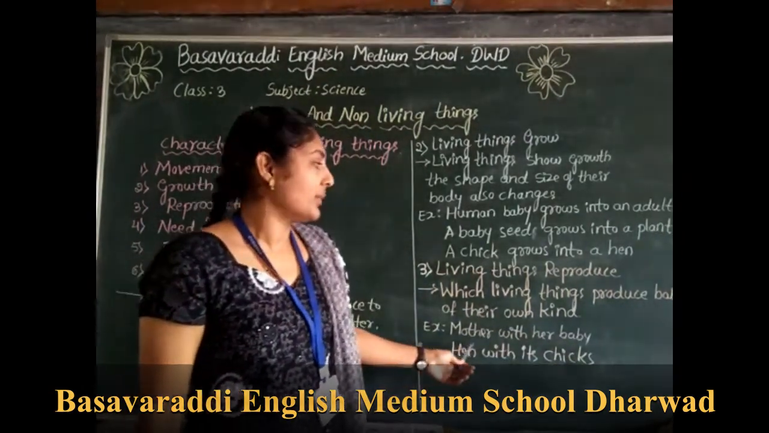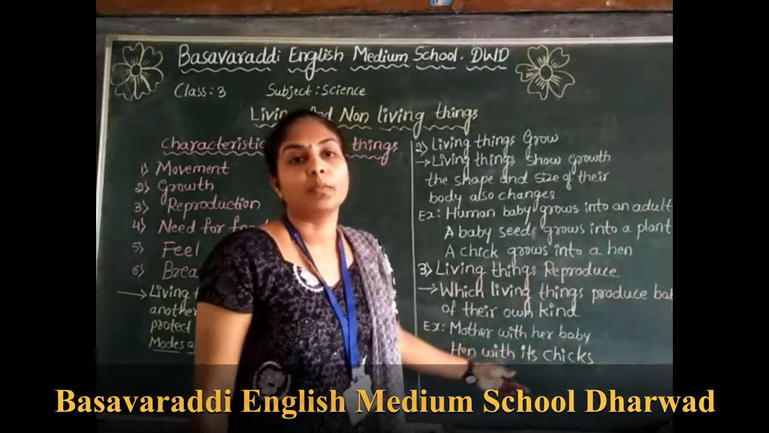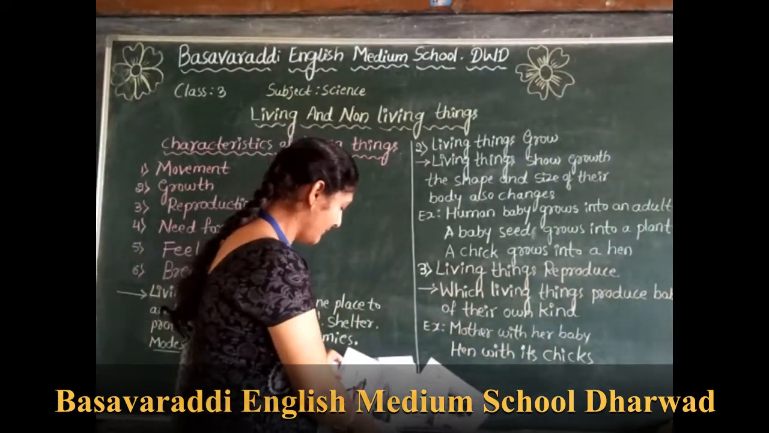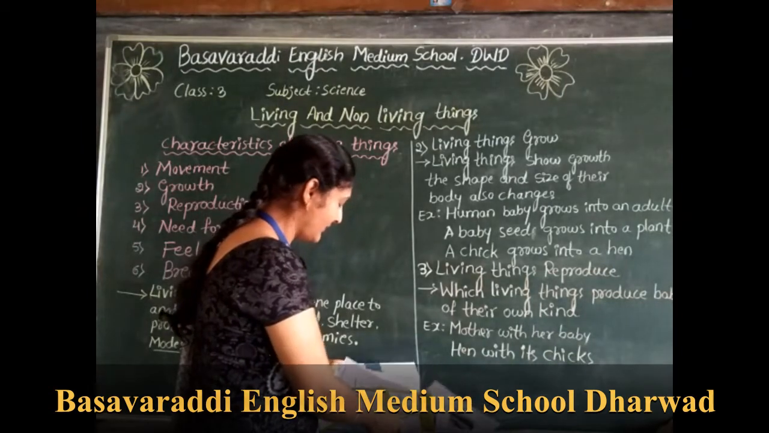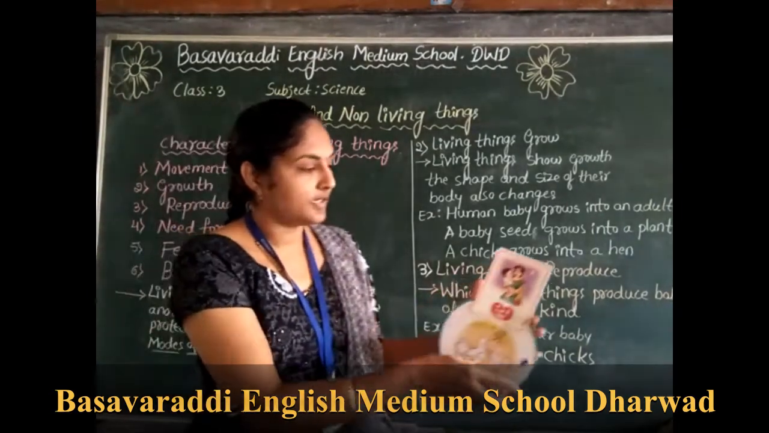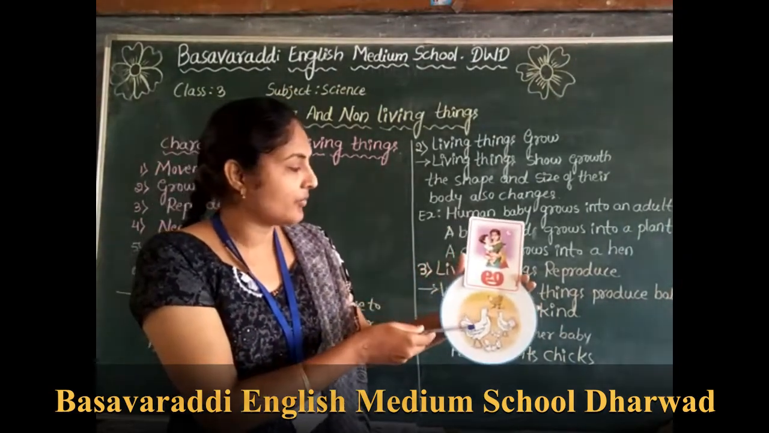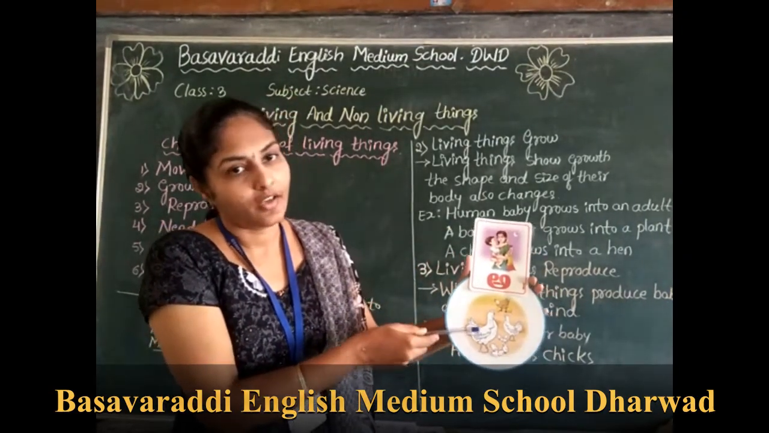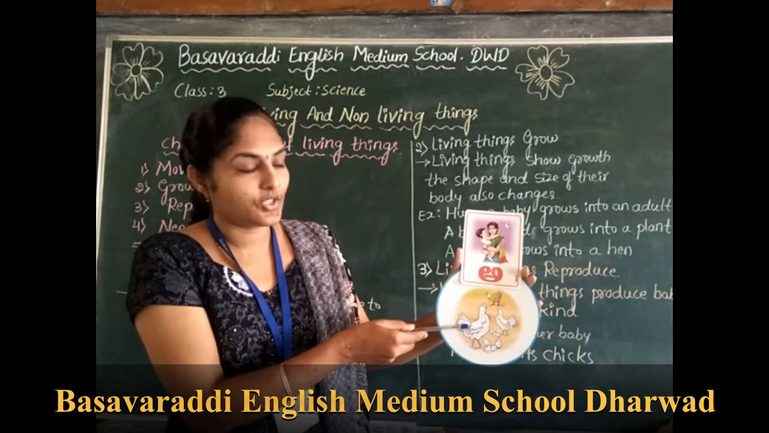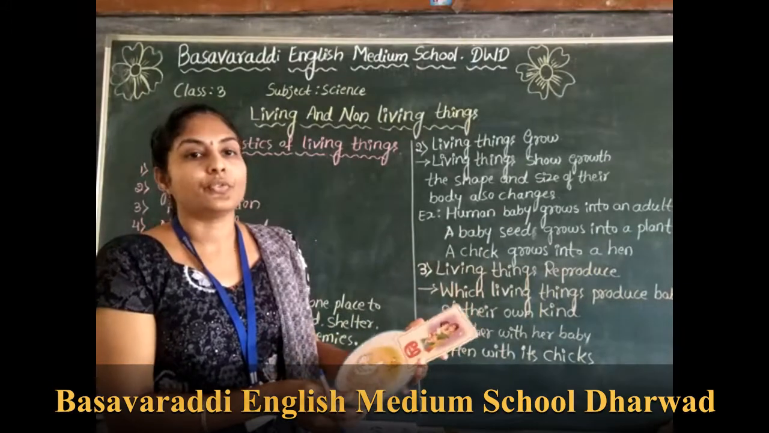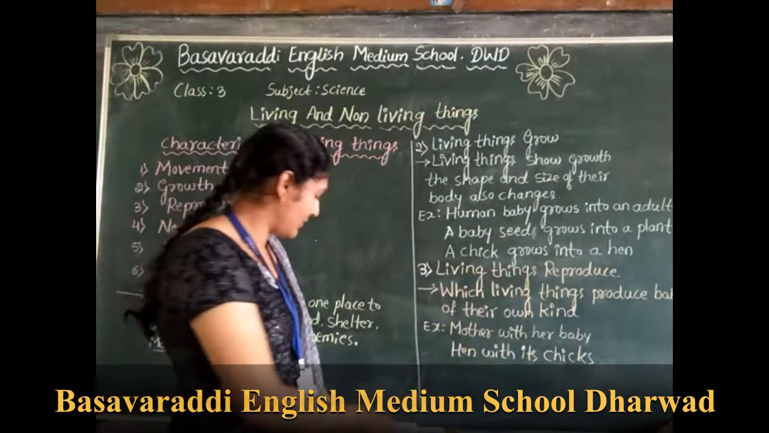For example, a mother with her baby. Look here, a mother with her baby. The second example is a hen with its chicks. This shows that living things reproduce.